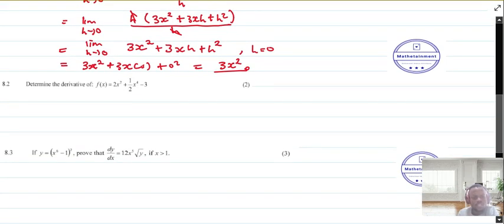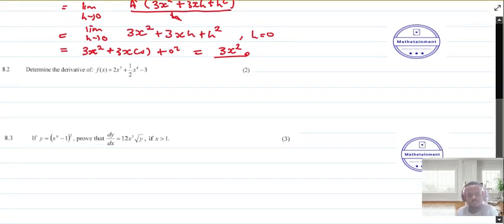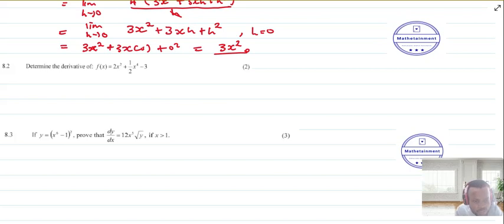Moving forward, here we are required to determine the derivative of f of x being equal to 2x squared plus half x to the power 4 minus 3. So here what you are going to do is that f prime of x is equal to 2 times 2 becomes 4x, and then 2 minus 1 becomes x to the power of 1, plus 1 over 2 times 4, that becomes 2x, and then 4 minus 1 to the power of 3.